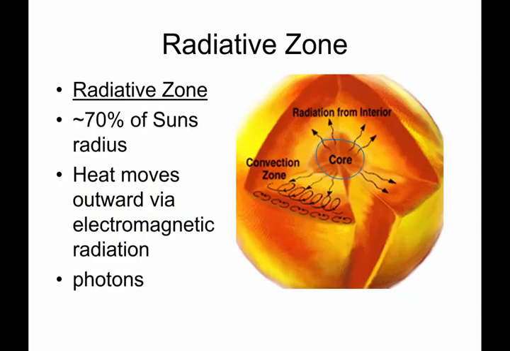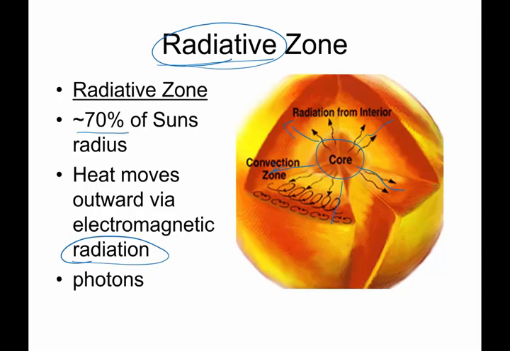Outside of the core, there is an area that is known as the radiative zone. Now, the radiative zone makes up about 70% of the sun's radius. It is a large section of the star. This is how heat moves outward, and it moves outward from the core to the outer regions of the star via radiation, hence the reason it's called radiative zone.